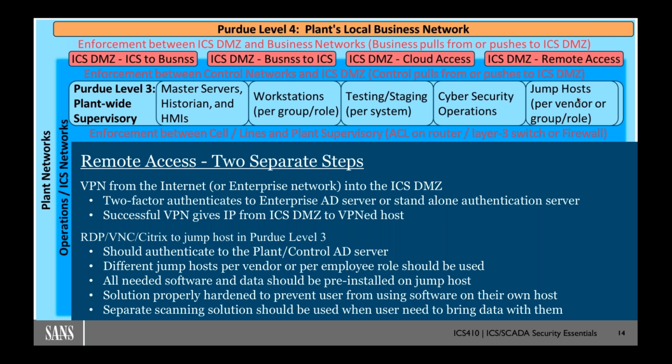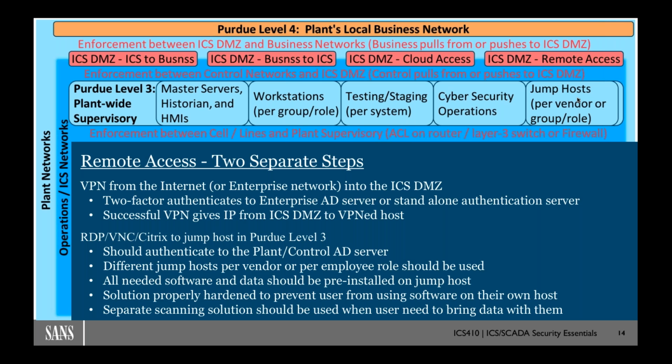Basically, they use an RDP connection or a Citrix or a VNC connection to that jump host. The jump host should have all the software that they need installed onto it, all the data they should need, and they should not be able to bring data with them. They should not be able to bring applications with them, right? They have to use the software on the jump host, not the software on their laptops that they remoted back in. And once again, that's a way to isolate the malicious stuff that could be on their laptop, preventing that from getting into the control network themselves.